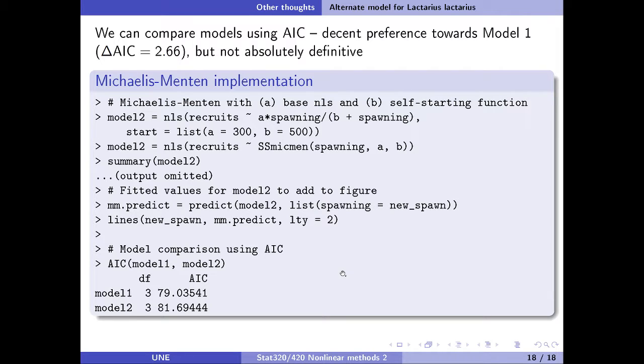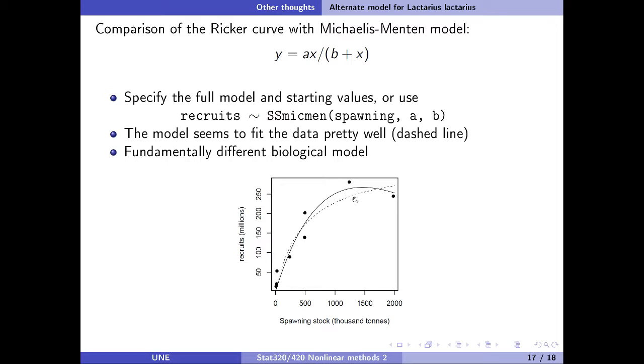I can also use AIC for model comparison, just like you can in other models. You just say AIC model 1 comma model 2. And in this case, what we see, which you kind of got by eye, there wasn't really a clear difference between the two models. You might say that at this data point here, the Michaelis-Menten model is definitely not doing as well as the Ricker model. But for other data points, they seem to do pretty similarly.